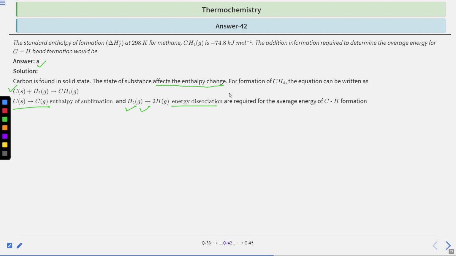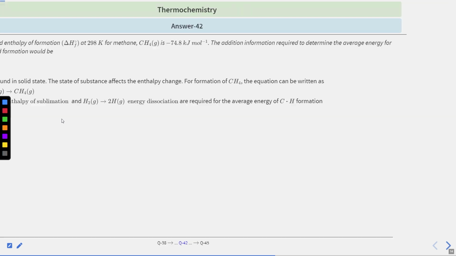These two types of energies are required for determining the average energy of the C-H bond formation. Hence, option A, mentioning these two points, which are enthalpy of sublimation and energy of dissociation, is the correct answer. Let's move to the next question.